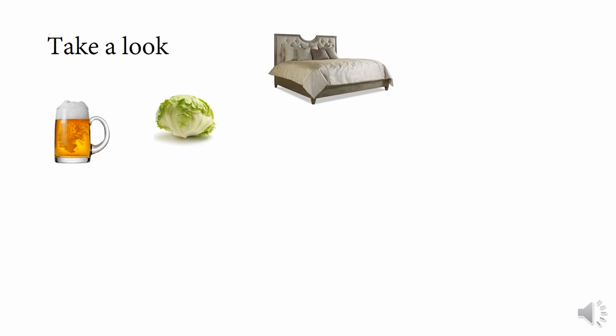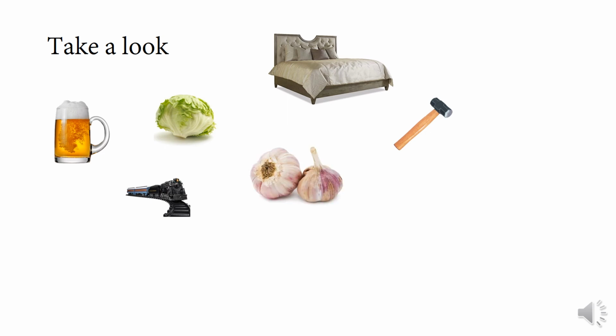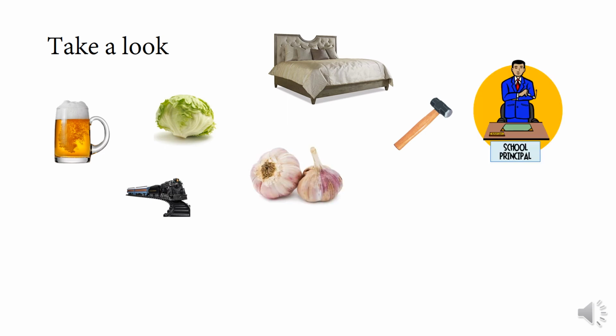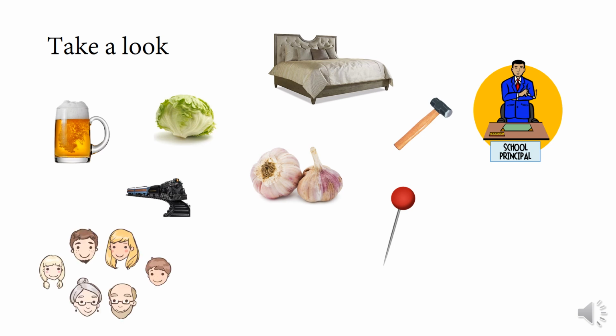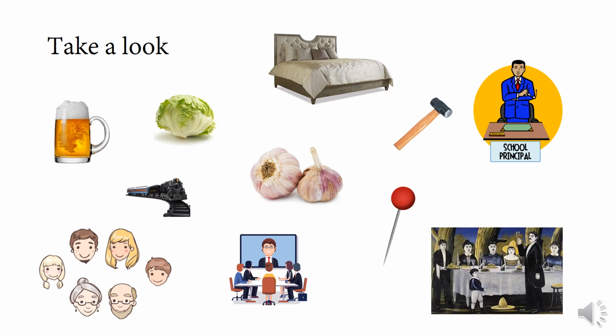Let's take a look. The head of beer, the head of a lettuce, the head of the bed, the head of a hammer, the head of a train, the head of garlic, the head of a school, the head of a pin, the head of a family, the head of the company, the head of a table, or supra if you wish. What is the link between all these meanings? Are they related somehow, or are they scattered all around?